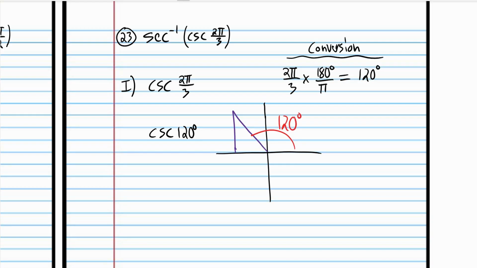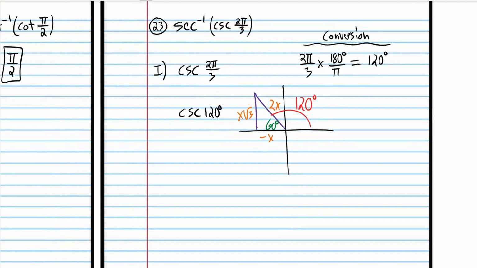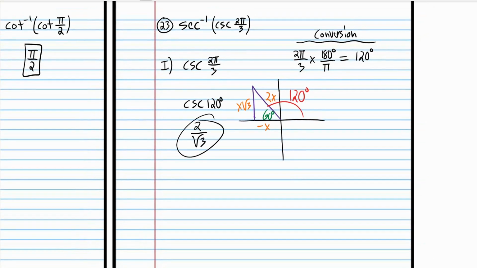And our reference angle, of course, is a 60-degree angle. And our sides are going to be x root 3, negative x, and 2x, because it's a 30, 60, 90-degree triangle. Cosecant is defined as the hypotenuse divided by the opposite side, so that's going to be 2 over root 3. So, there you go. Now we're in the intermediate step, so we can leave the ratio in that form. Let's go on to step 2.